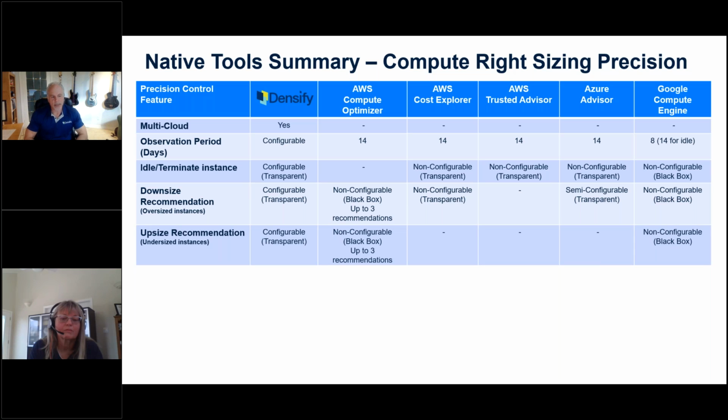Upsize recommendations. This is where an instance might be in trouble or breaching a service threshold that you've defined, and you need to actually make it bigger in order to potentially meet a service level. Those are things that are out of the box with Densify, configurable rule sets, all fully transparent. With Compute Optimizer, again, non-configurable, up to 3 different recommendations to make that larger, but they won't tell you how they're coming up with decision criteria. Cost Explorer, Trusted Advisor, Azure Advisor, no recommendations in this area at all.